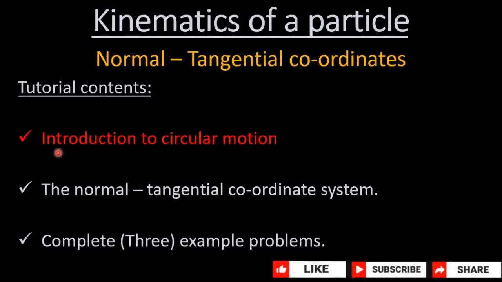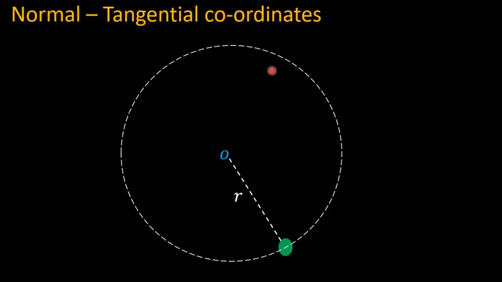So now we've had an introduction to circular motion. We are now going to talk about the normal tangential coordinate system. Again, if we take our circular path and draw in r, the radius, and the particle is located at this point down here, we draw in two unit vectors. One is called u sub t, a unit vector of magnitude 1 pointing tangent to the path. The other, u sub n, acts normal to the radius of curvature. These are just unit vectors, so their magnitude is 1.